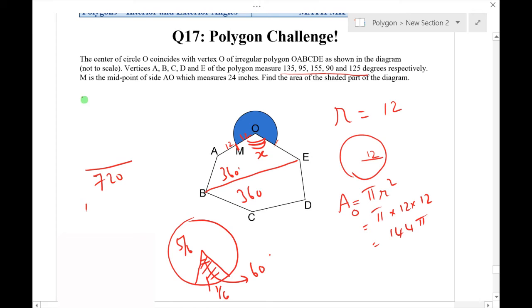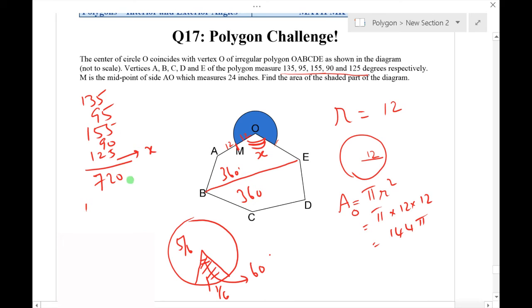So I have 135, and then I have 95. We have to do this very fast. 155, and then 90, and then 125, and then the x comes here, correct? Is it right? 135, 95, 155, 90, and 125. So let's add this up.